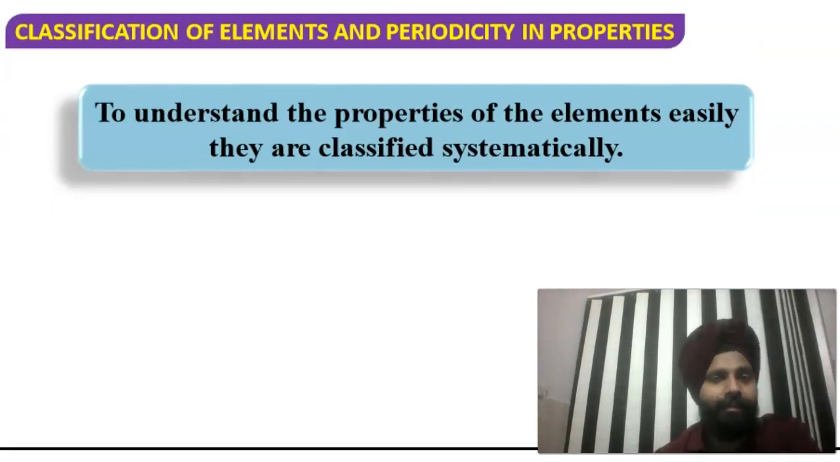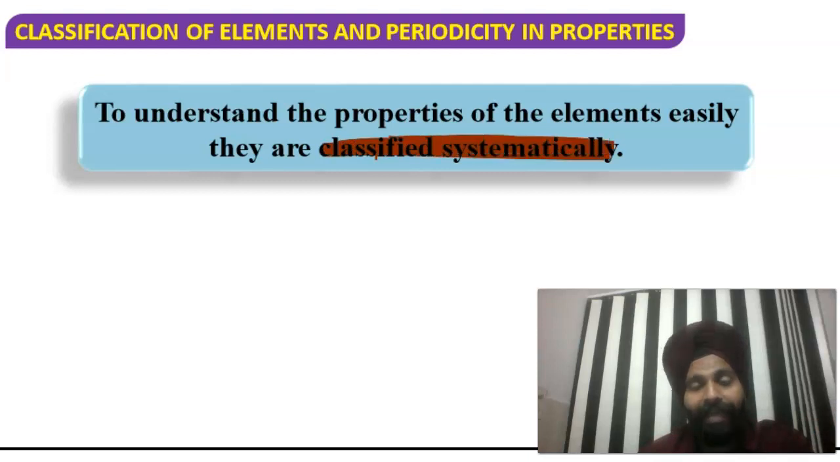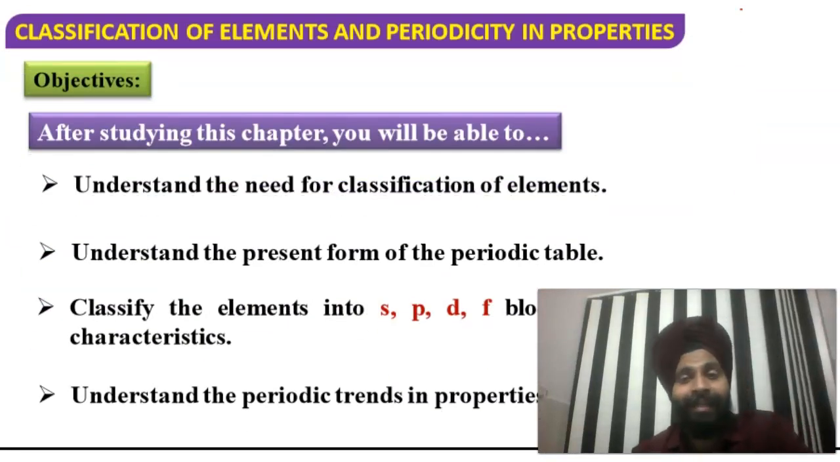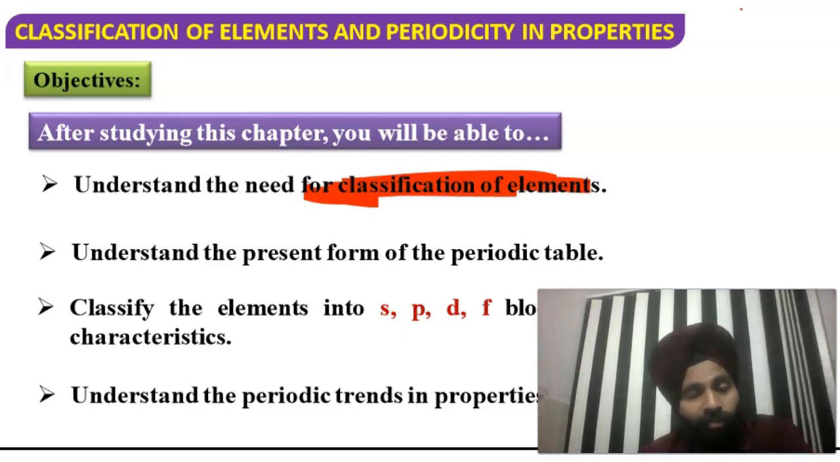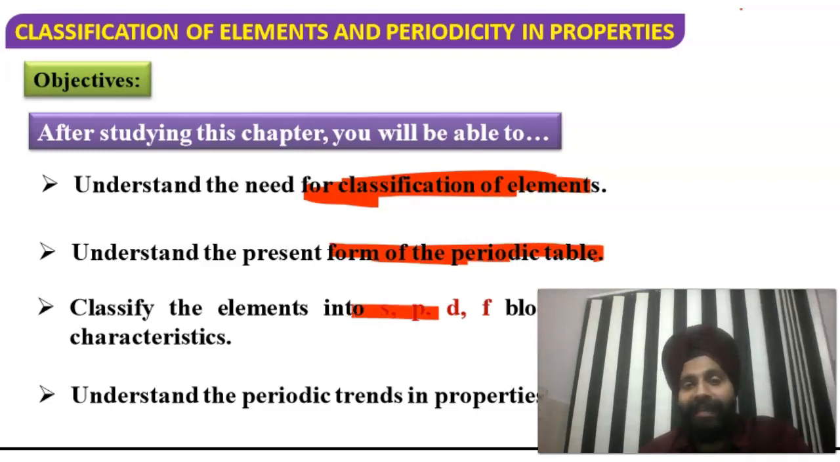We can remember all these elements if we understand their properties. In what manner can we understand their properties? If they are classified in a systematic manner, with a proper sequence. Different scientists will give their views. After studying this chapter, we will understand why classification of elements is needed in chemistry, understand the form of the periodic table, how we can classify s, p, d and f block elements, and understand their main periodic variations.